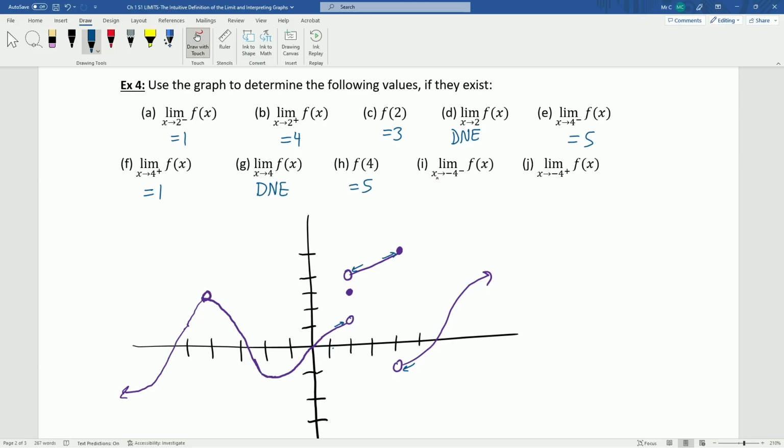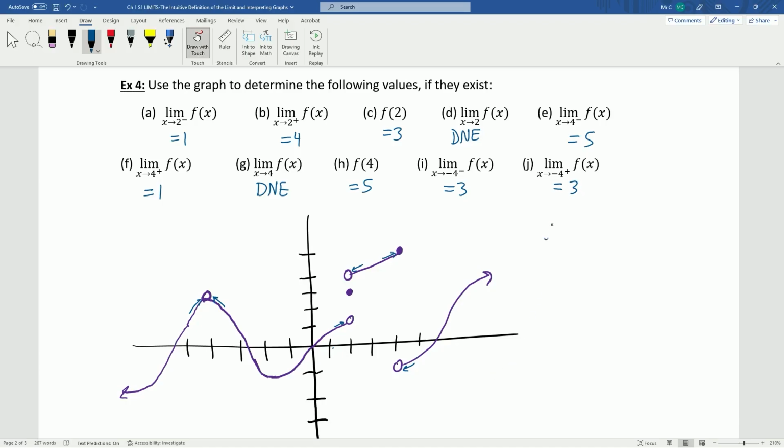Now we look at the limit as x approaches -4 from the left. So 1, 2, 3, 4. And we're approaching from the left. My y value is 3. So this is 3. And the limit as x approaches -4 from the right. I go to -4. I go a little bit to the right. I trace towards -4. And that's going to be also 3.